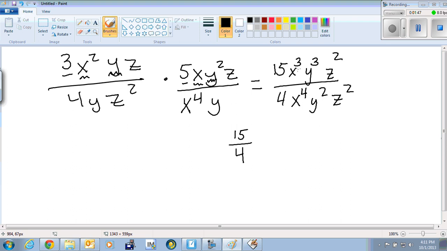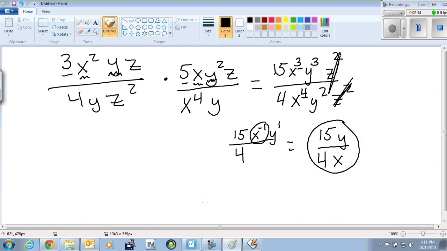3 minus 4 for your exponents for the x values is going to get us a -1. 3 minus 2 for your y's is going to get us a +1. And then what happens here is your z squareds cancel. Okay? And you can never have a negative exponent, so you're going to leave the 15y on top, and all you're going to do is move this x to the -1 to the denominator and make it a positive. Okay? So when you multiply, you add your exponents; when you divide, you subtract.